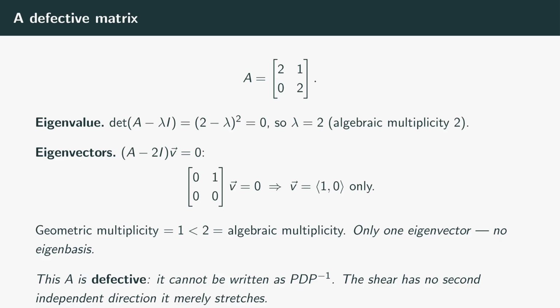They do not match. This matrix supplies only one eigenvector when it needs 2 to form a basis, so it is defective. There is no P, no eigenbasis, and no way to write it as P D P inverse. Geometrically, the shear has just one direction, it purely stretches. Every other direction gets tilted.